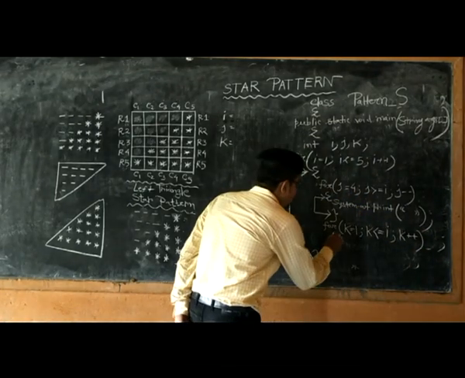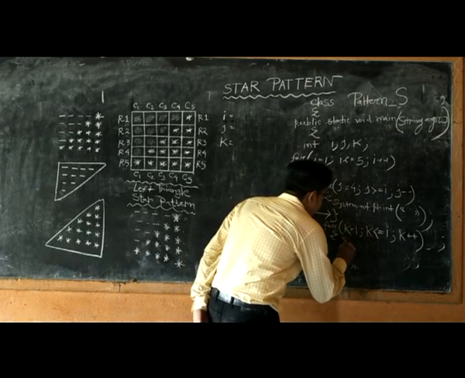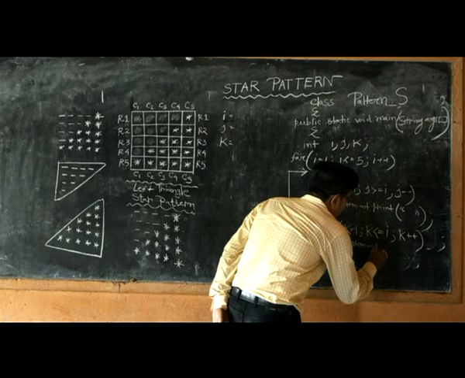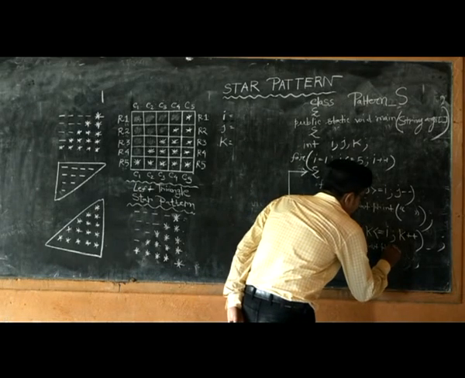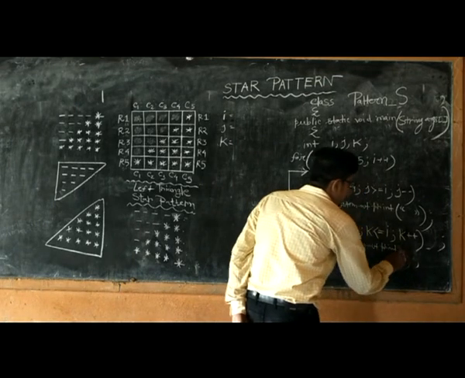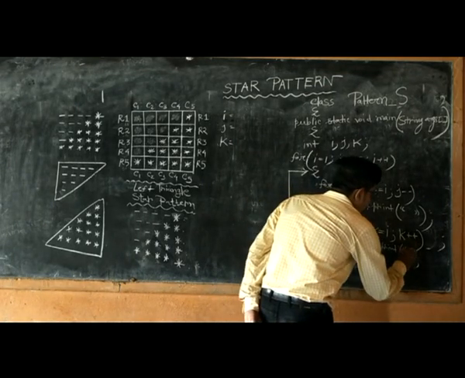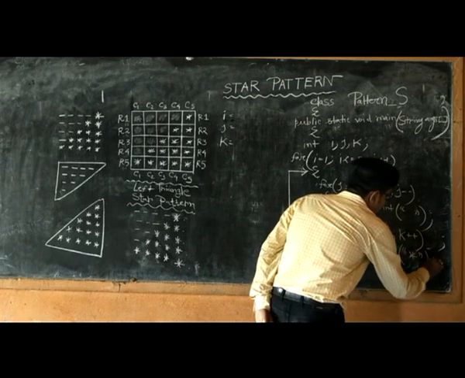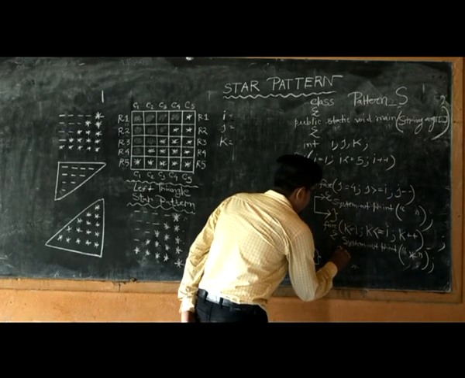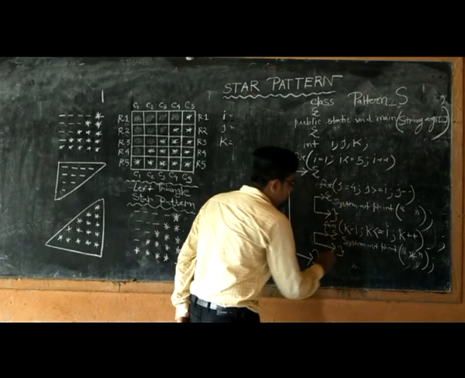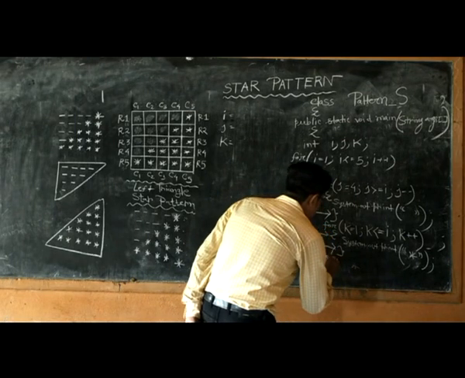Bracket close, second bracket open. Right here System.out.print, not println, print. Within the first bracket, within double inverted commas, write a star, close the first bracket, semicolon, second bracket close. This one I am using to print the star.